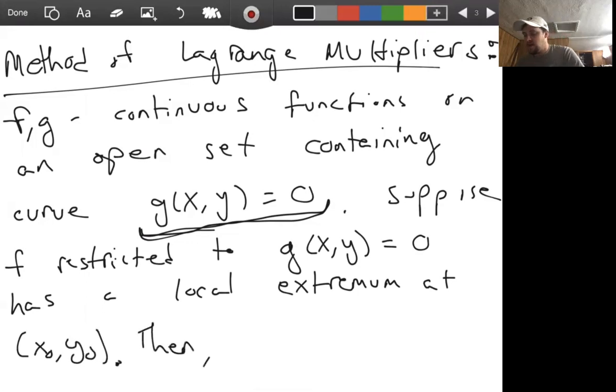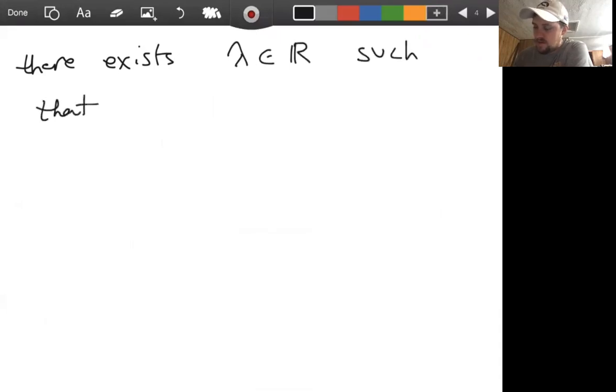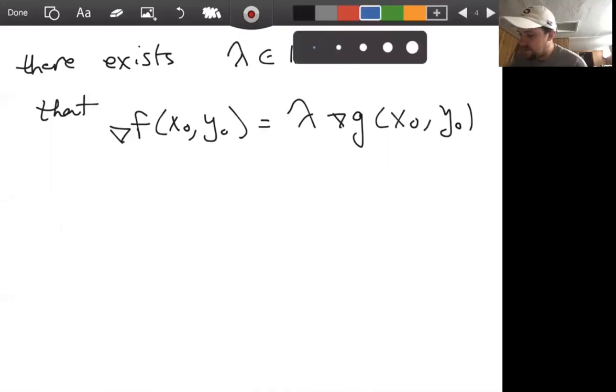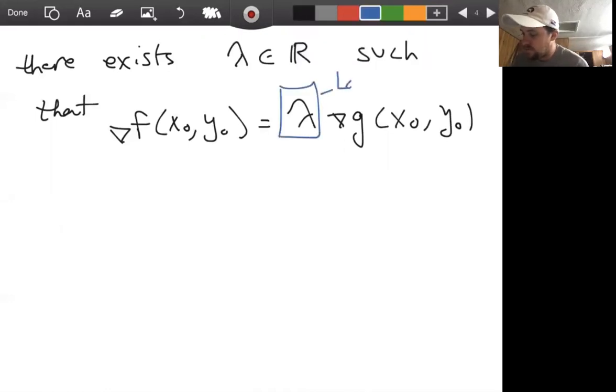Then the main method here is, so I'll write it on the next page, there exists some lambda, which is a real number, such that the gradient of f at the critical point x naught, y naught is equal to the gradient of g at the critical point x naught, y naught, times some scalar lambda. And this lambda is what we call the Lagrange multiplier.